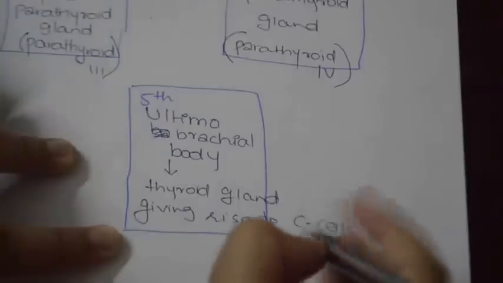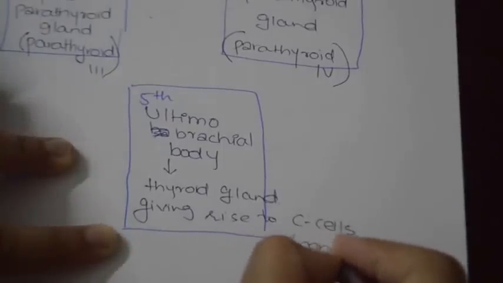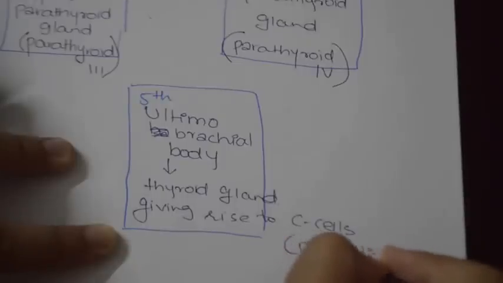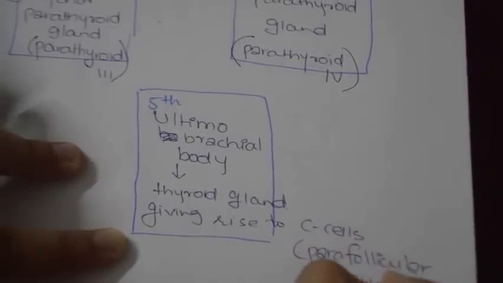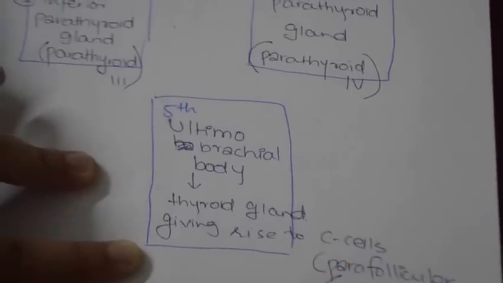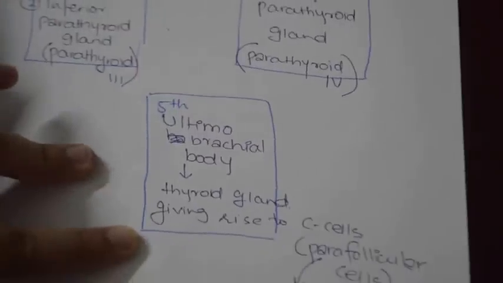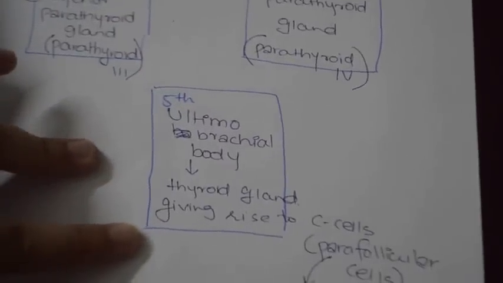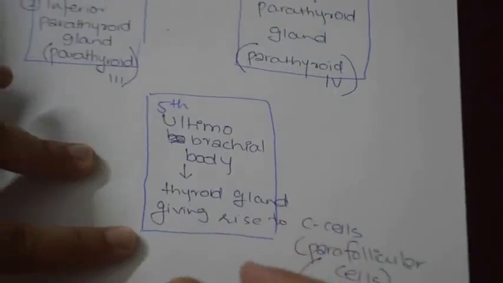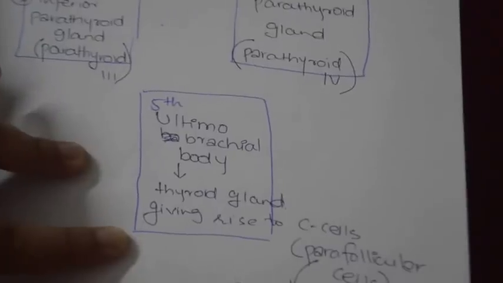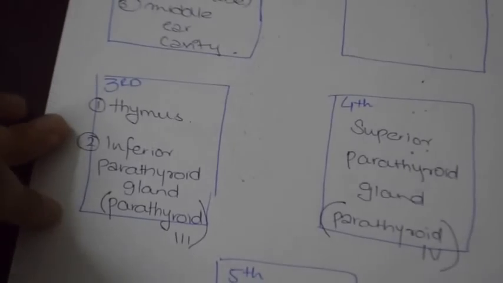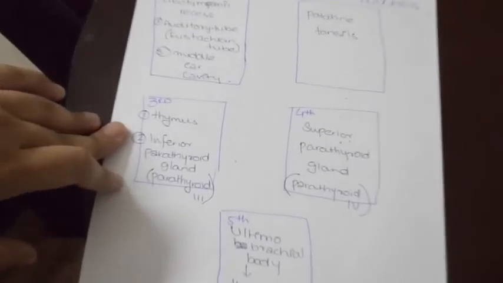These C cells, which are also known as parafollicular cells, what do they do? From our previous knowledge, we can say that these cells release and produce calcitonin. So this was all for the pharyngeal pouches.